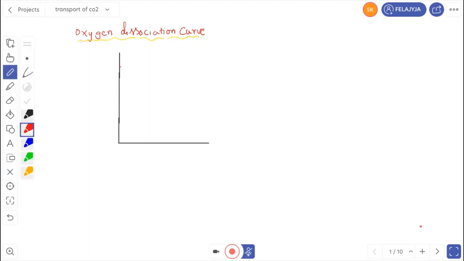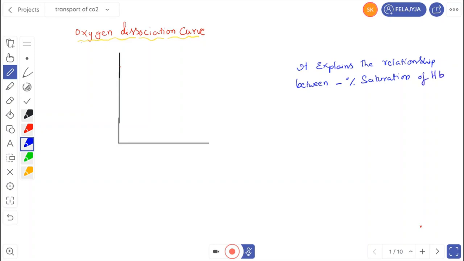It explains the relationship between percentage saturation of hemoglobin with partial pressure of oxygen. So we are going to draw a graph here.